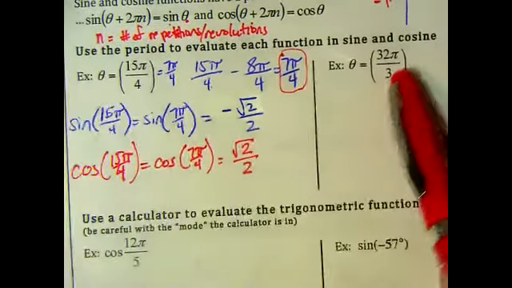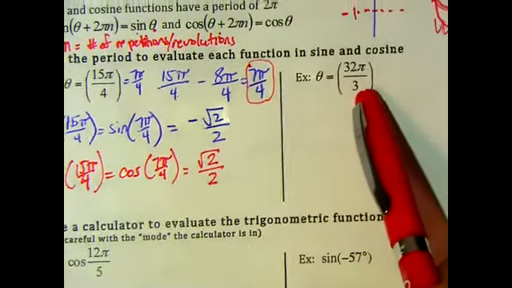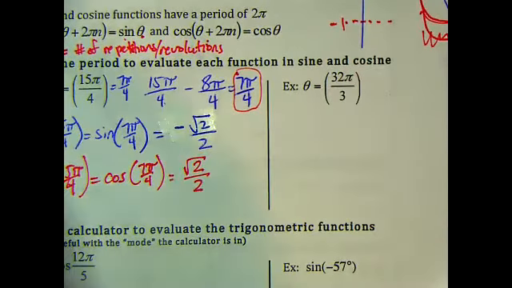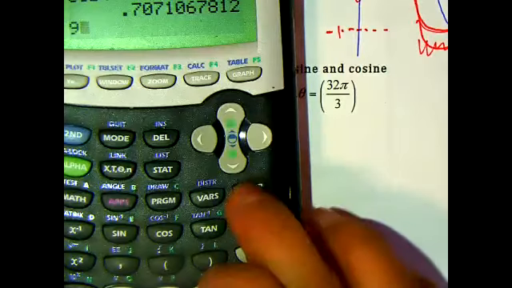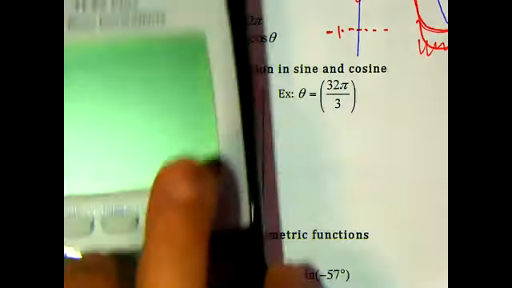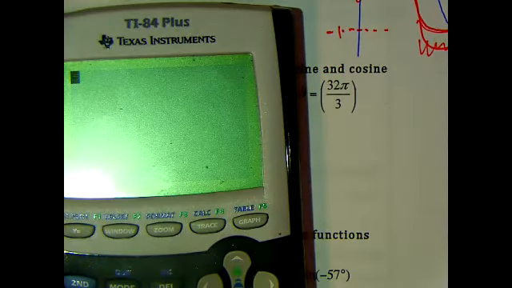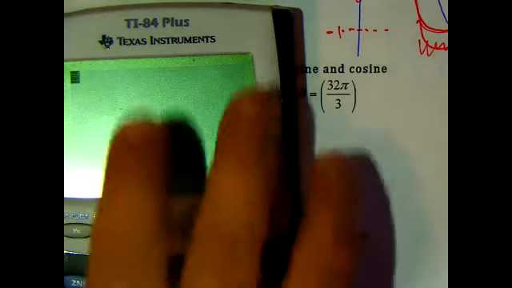So over here, you have theta equals 32 pi over 3. Here's a trick that I'm going to show you, and you might have figured this out yourself. I haven't graded your worksheets yet, so I haven't seen your work.